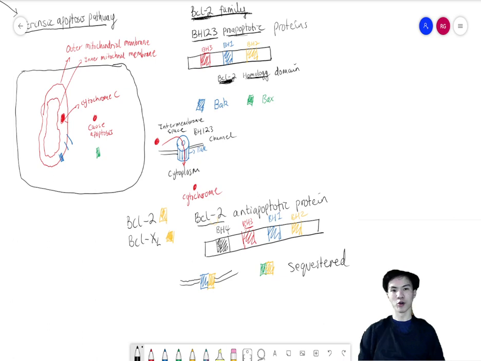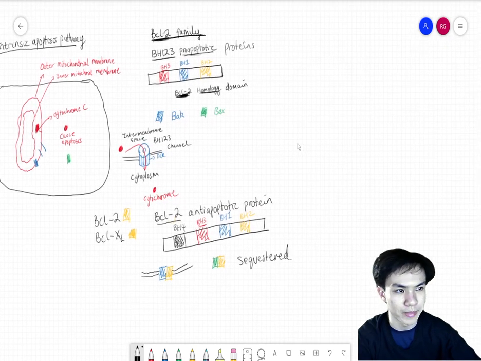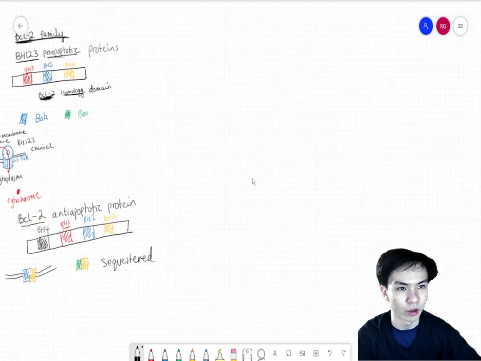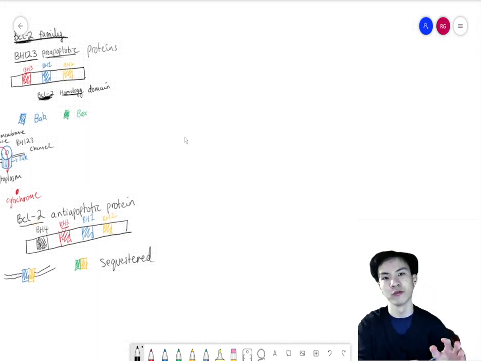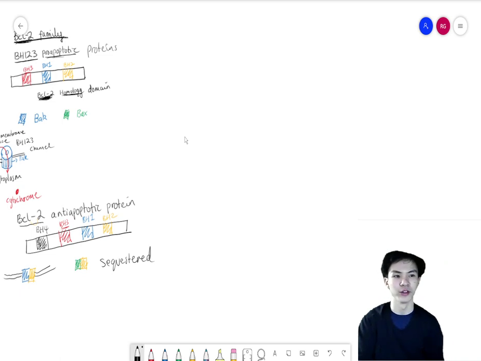Because obviously you don't want apoptosis going on if everything is normal. So what can trigger apoptosis? We're going to take a step back and jump to another event to see what can actually cause apoptosis before coming back to our BCL2 family proteins.